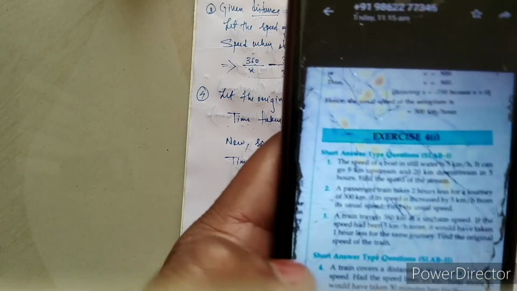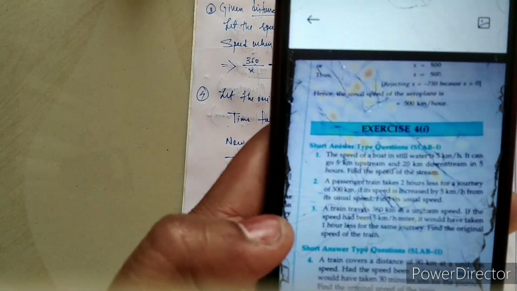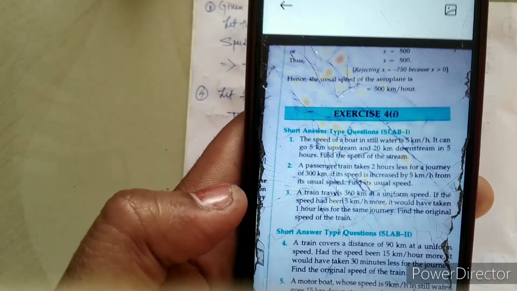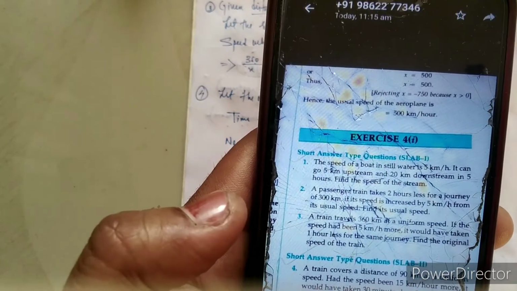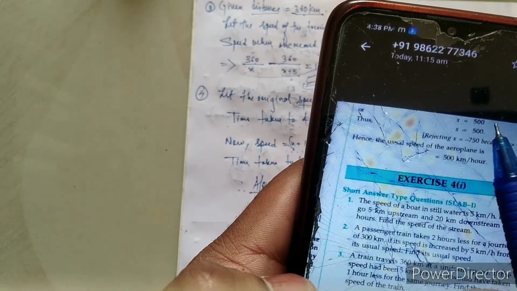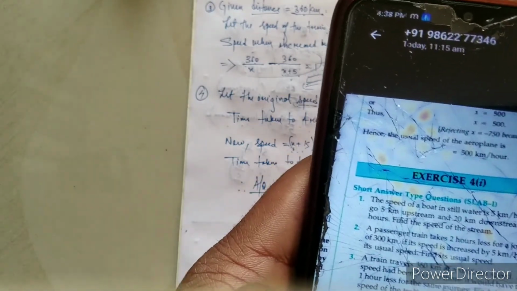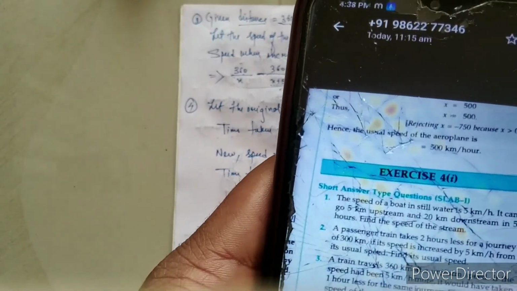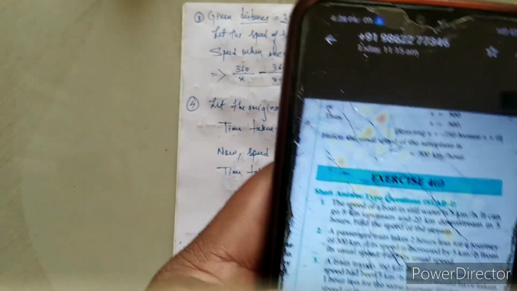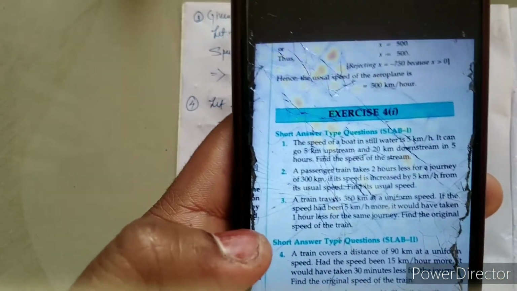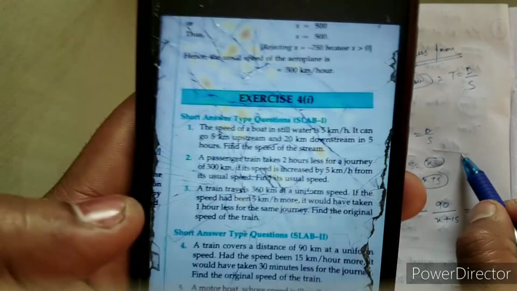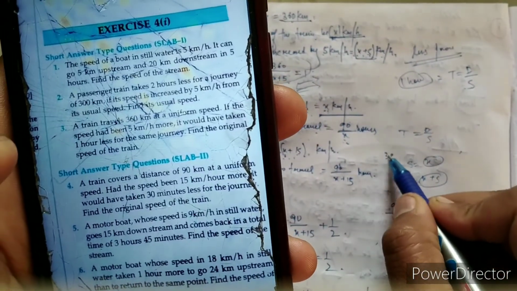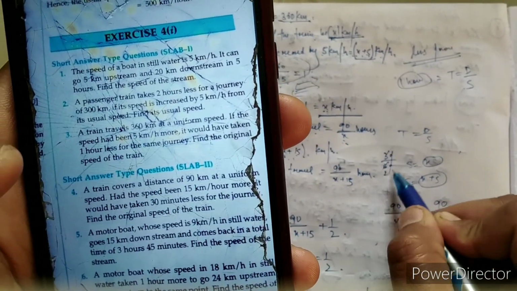Now just read the question carefully. This exercise is actually tough. Just to get the equation is not that easy, but keep one thing in mind: you have to get the equation properly. After that, it is just calculation, nothing else. Now 30 minutes is given, right? So you have to convert minutes into hours. So 30 minutes I can write as 30 by 60, which equals 1 by 2.